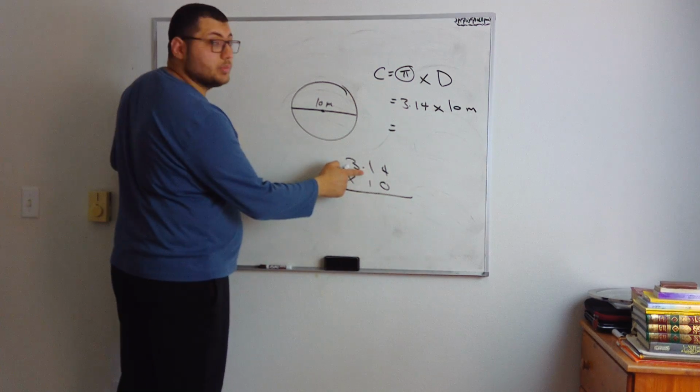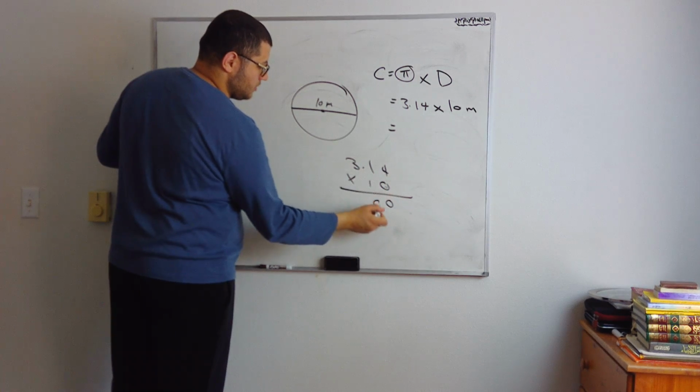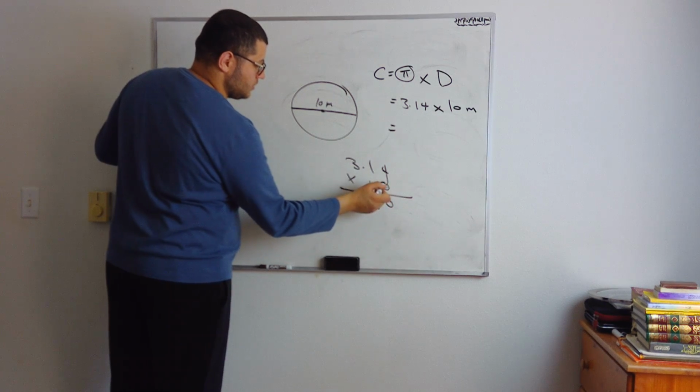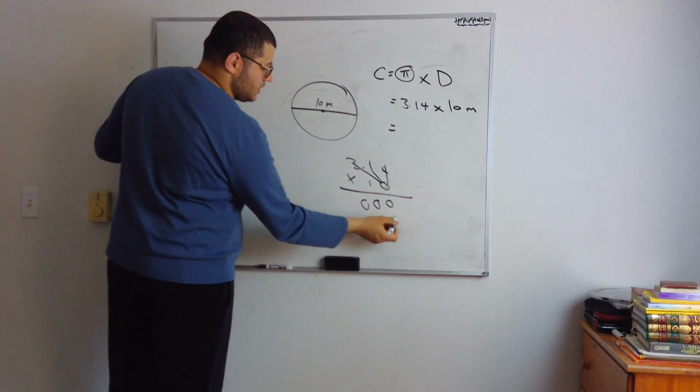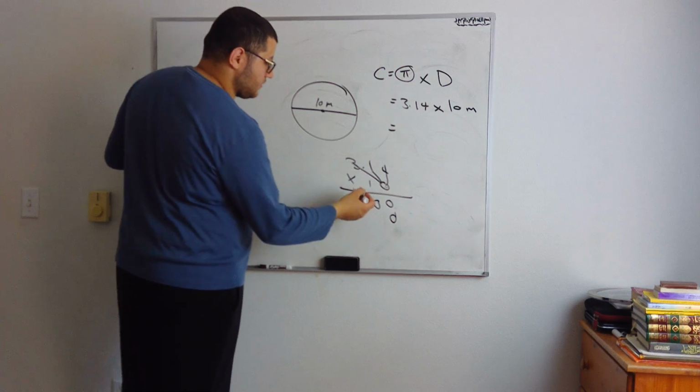Now, we ignore the decimal, right? So 0 times 4 is 0, 0 times 1 is 0, 0 times 3 is 0. So we've multiplied all these three numbers. Now we have to shift, right? If you haven't done this, you need to go back and practice it, okay?